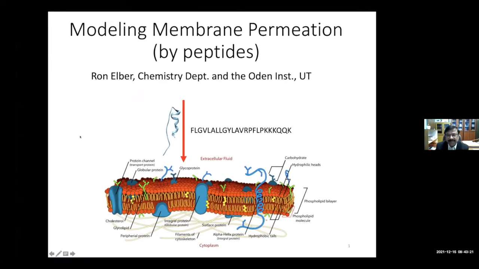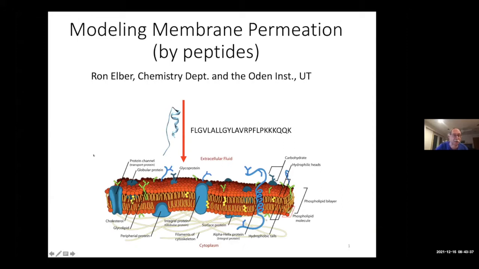Thank you. What I'm going to try to describe today is the research that we've been doing in the last couple of years, and this is modeling membrane permeation. I will focus on one type of molecule, which is peptide.